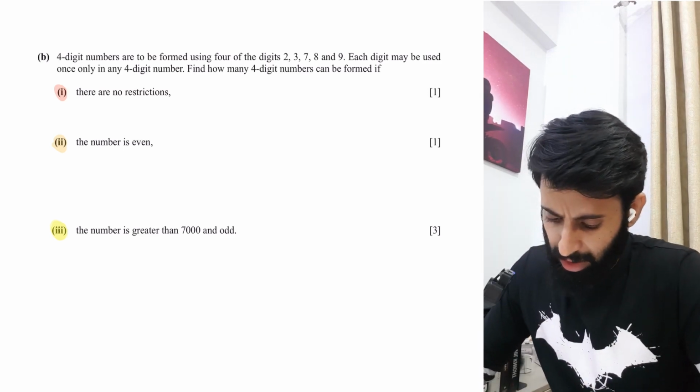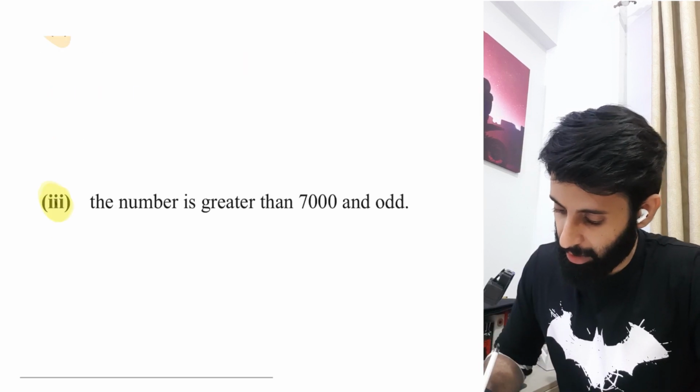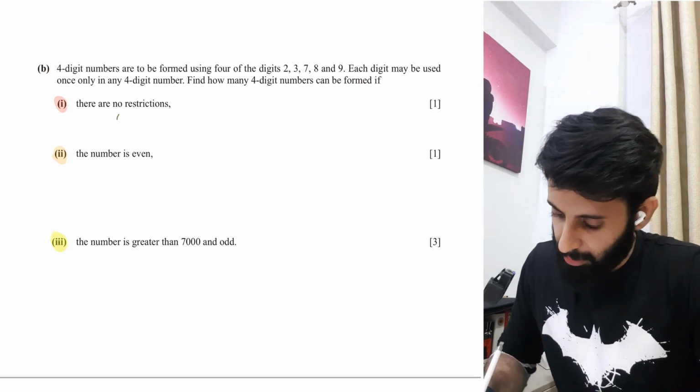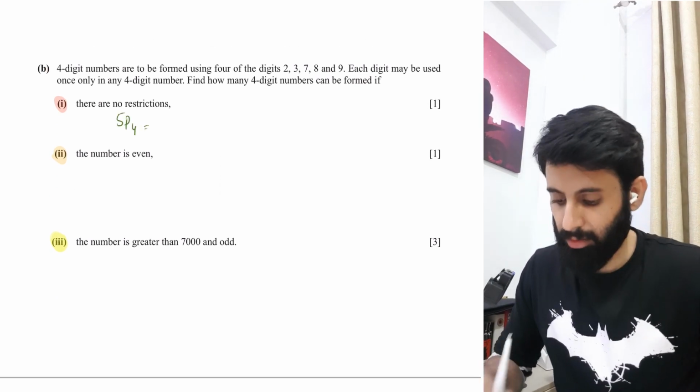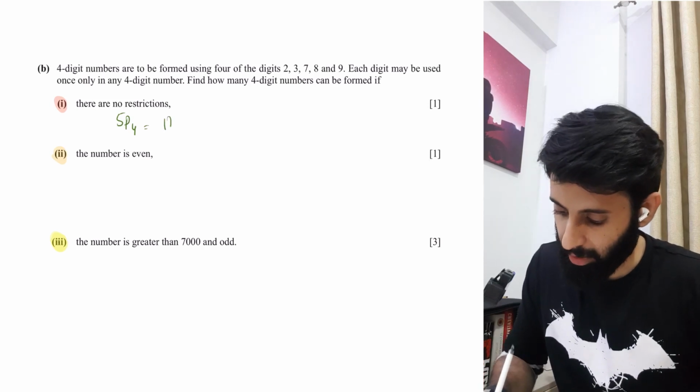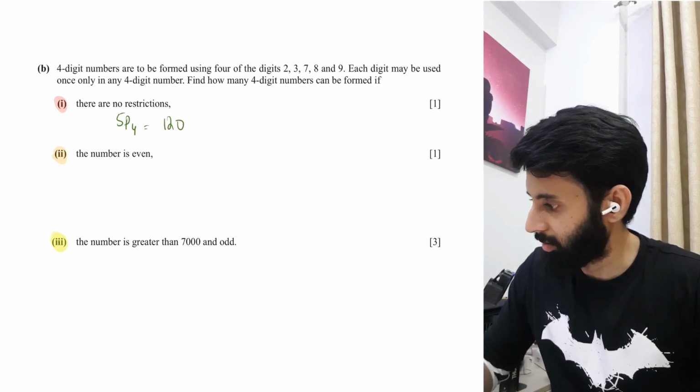So how many digits do you have? You have 1, 2, 3, 4, 5. So that means 5P4. Let's work this out. 5P4 is equal to 120, which is the correct answer.